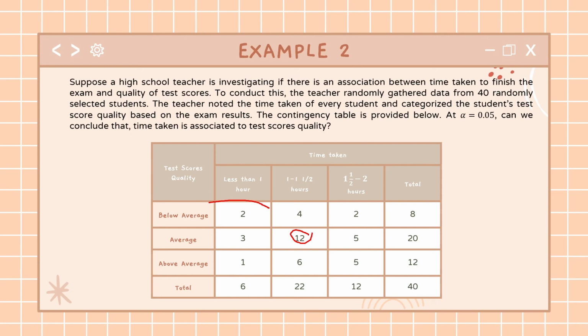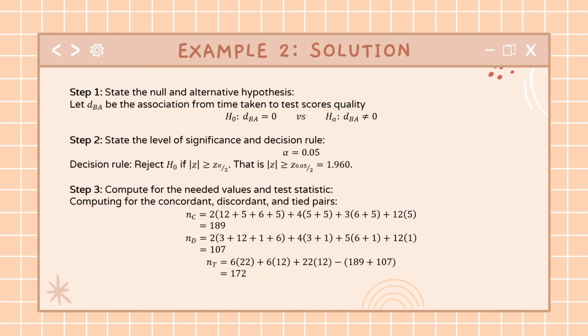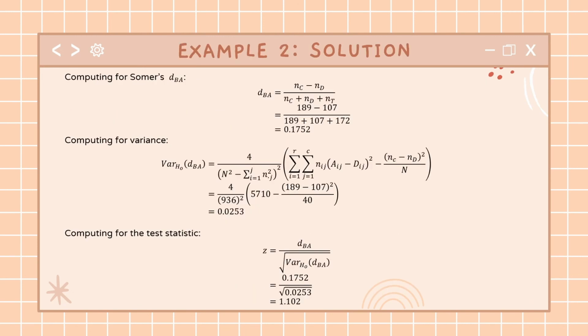For this one, Aij is this, and Dij natin is this one. And so on and so forth. So, kapag ginawa mo yun, for all entries, yung makukuha mong summation doon is 570. And plugging in yung mga values na nakuha natin previously, ay yung makukuha nating variance ay 0.0253.